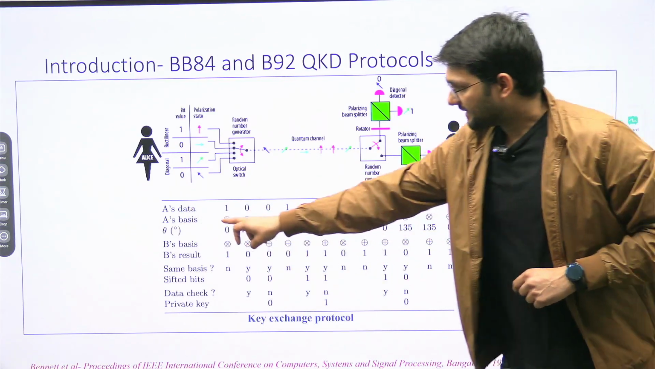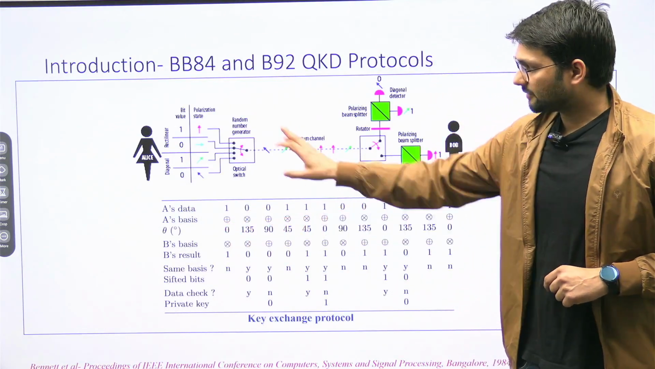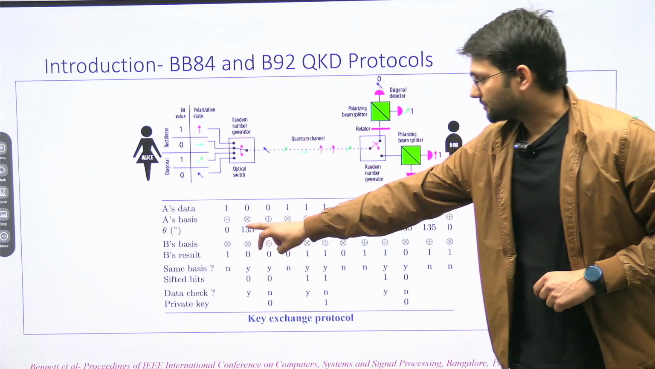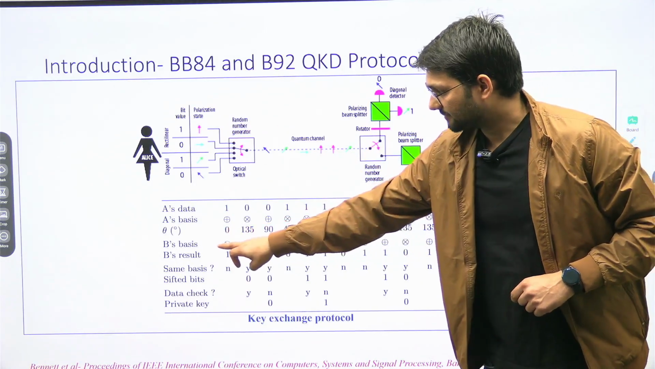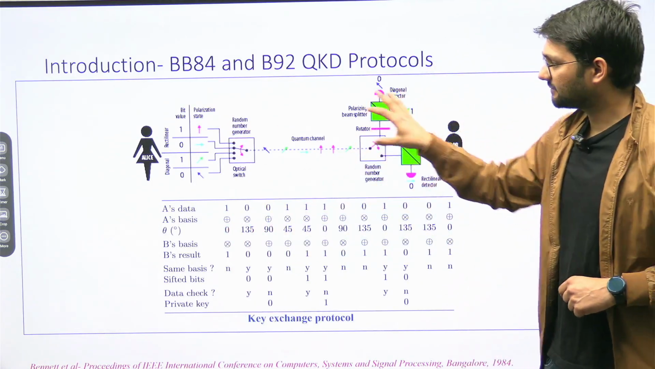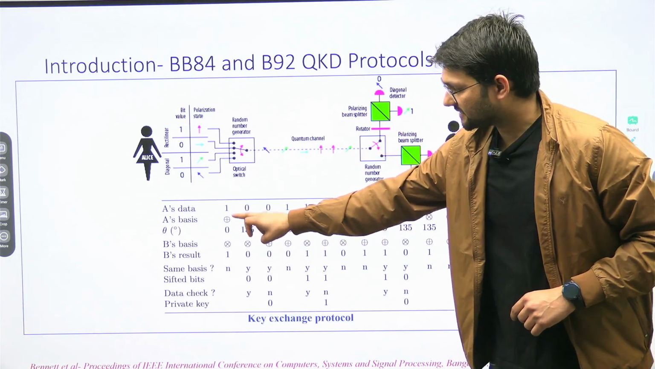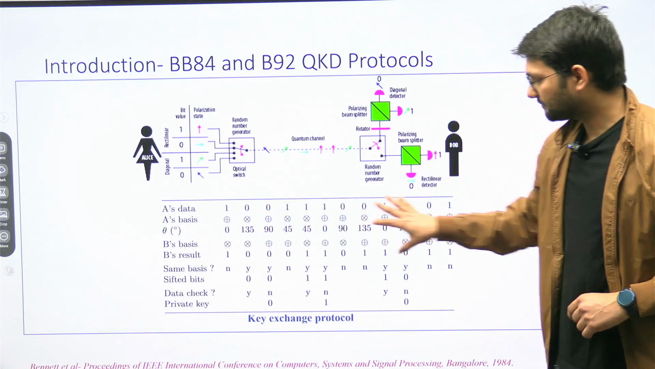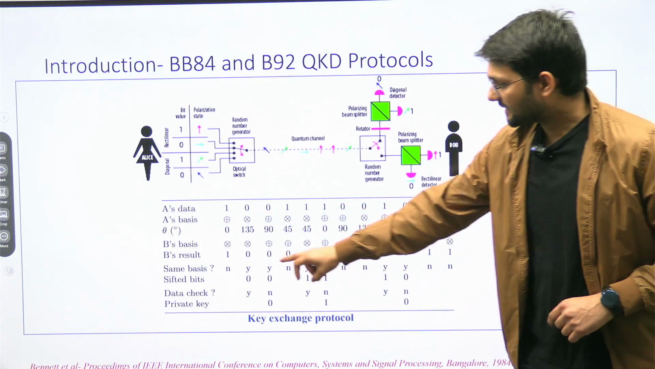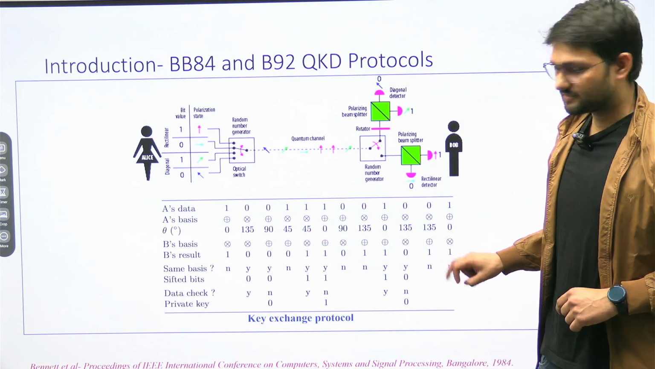Okay, A's basis is randomly selected and only Alice knows. And these are the angles for that. B will again randomly select, which can be probabilistically same or different. So you see here the bases are different, here the same. So Bob will also randomly select and arrive at some detection.